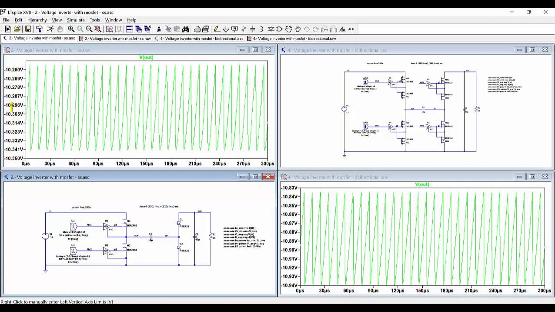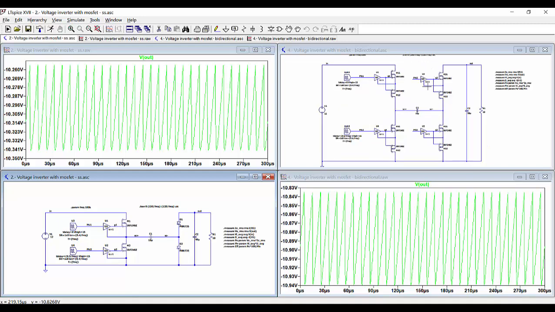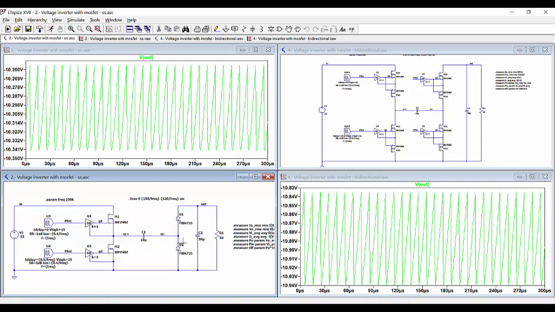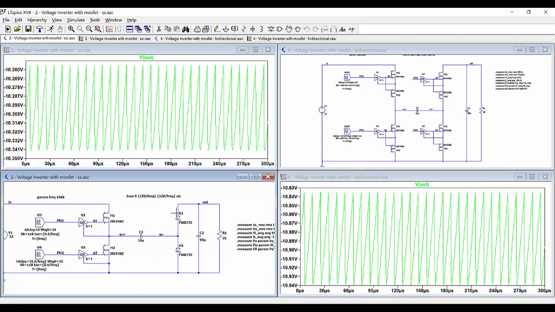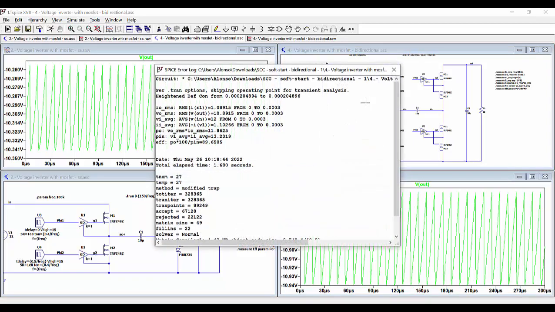So we can see that here the average output voltage is around 10.3 volts, while here the average output voltage is around 10.9 volts. This is because here we are using the bidirectional switches, so we don't have voltage drop in the diodes as we have here in the unidirectional implementation. By using these diodes we have this voltage drop, so we have something like 0.4, 0.5 volts less at the output.